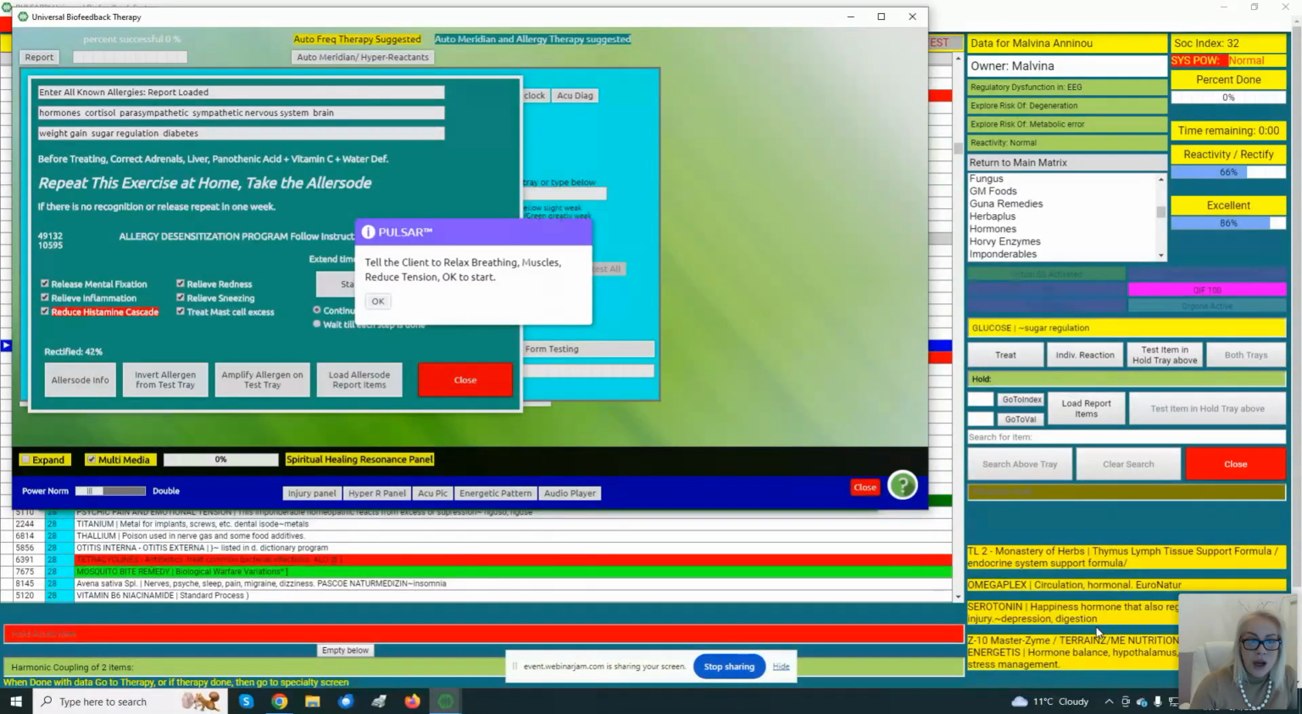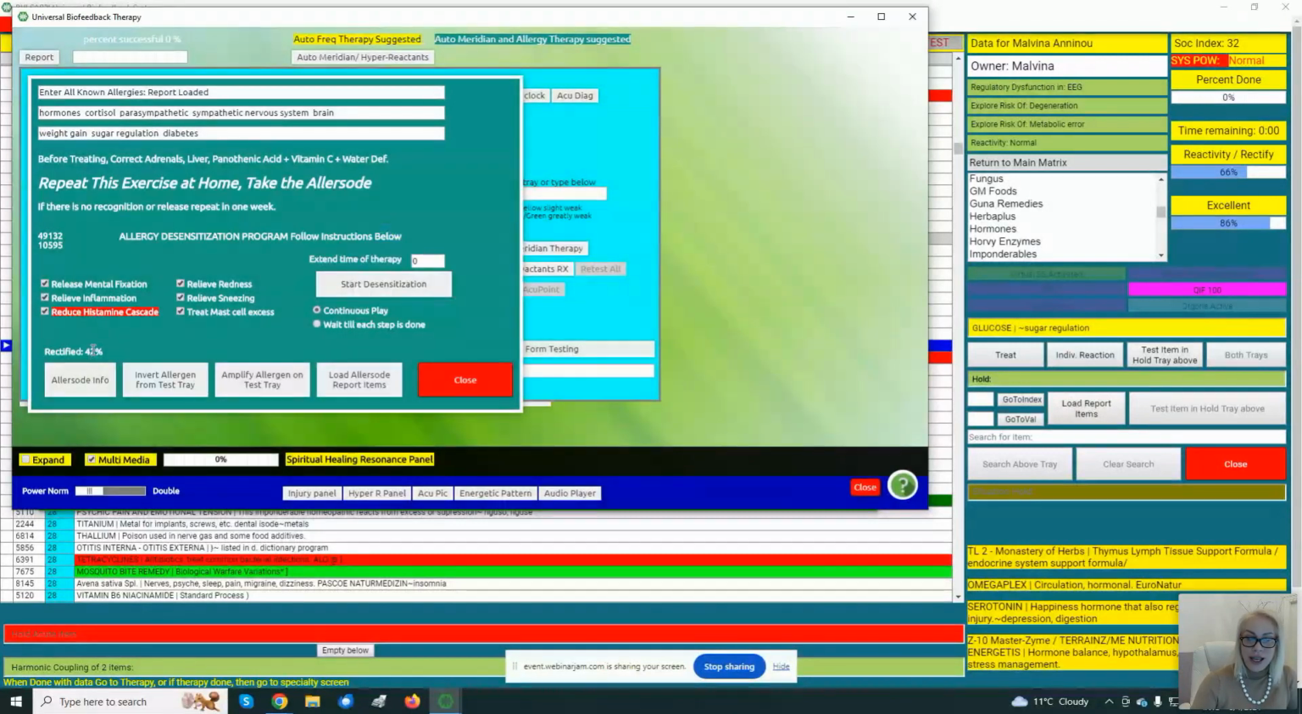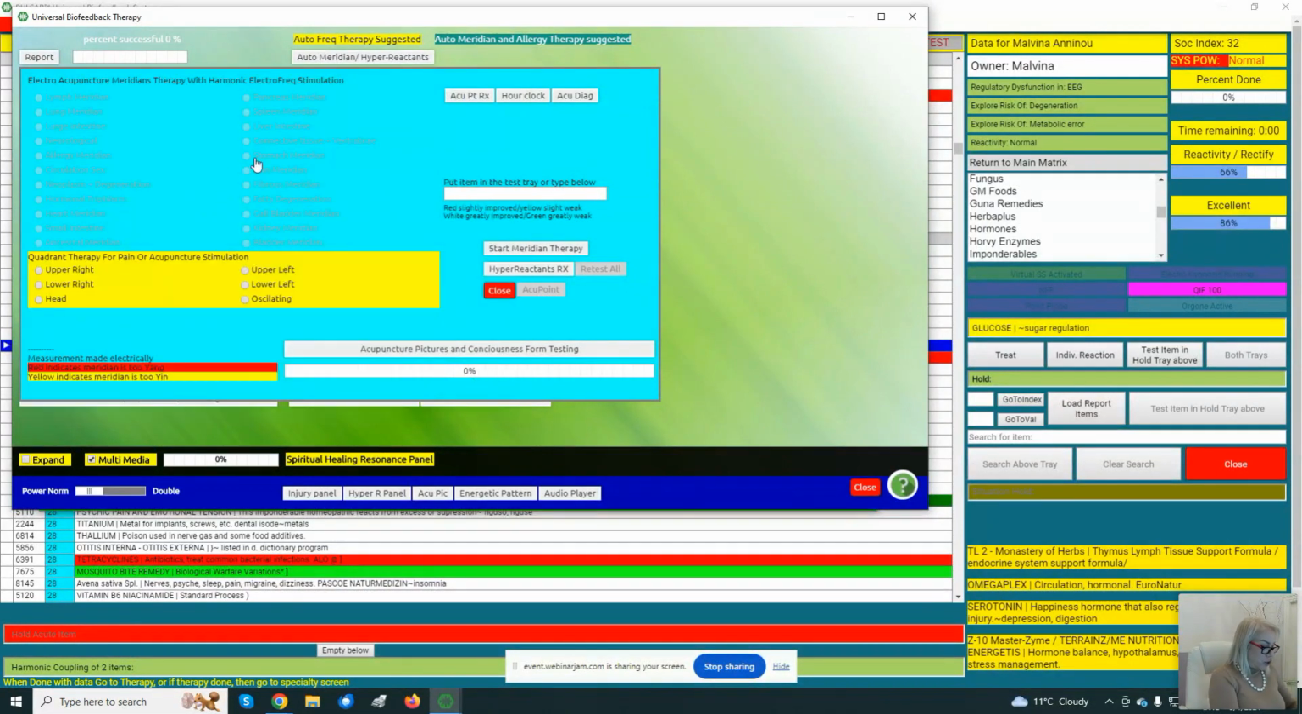So, okay, I'm not going to do it again, but I usually do it over and over again till we get a good rectification of over 85. Okay, now we're ready to do the electroacupuncture, and let's put hormones. Or, no. Yeah, I'll put hormones for now. And a second time, I'll put sugar regulation and see what electroacupuncture meridians it'll give. For now, I'll put hormones and which meridians I need to work on for my hormones, or which meridians are affected by my hormones, let's say, test and treat.